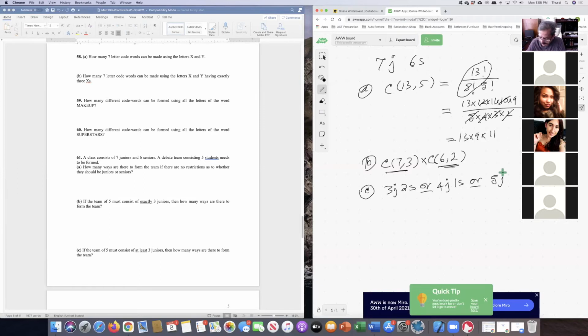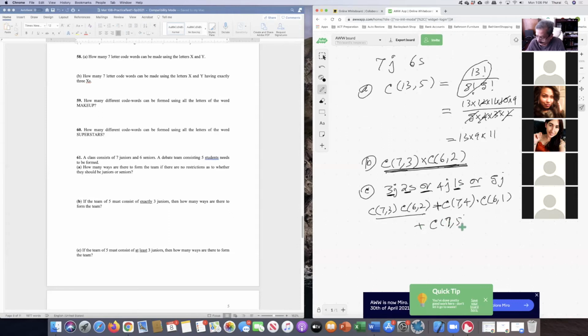So that means the count of all these different ways of making the committee will be C 7, 3. The 3 juniors have to come from 7. The 2 seniors have to come from the 6. So C 6, 2. So that would be same as what you found in part B. So that same number goes here. Plus, wherever you have or, you need a plus. 4 juniors will come from 7. So C7, 4 times C6, 1. Only 1 senior. Plus 5 juniors would be C7, 5.